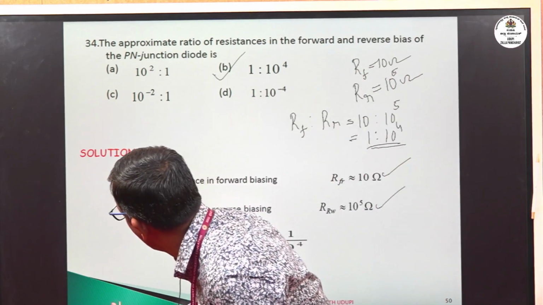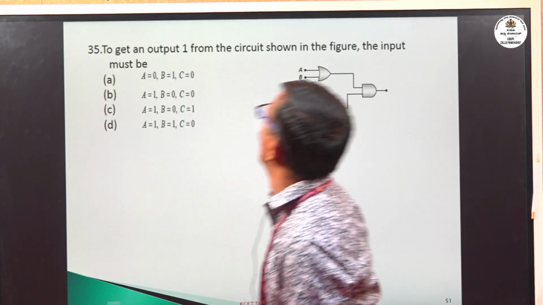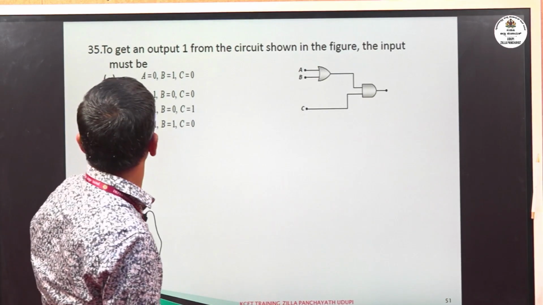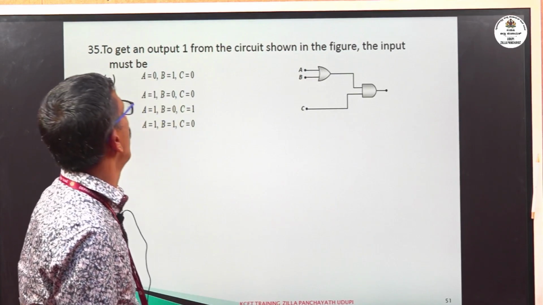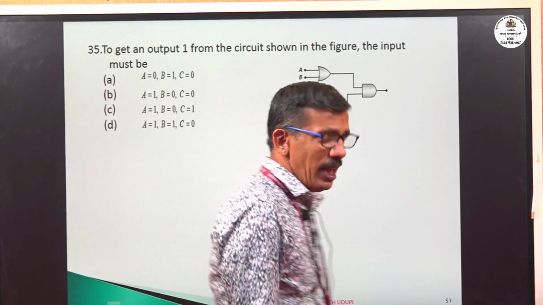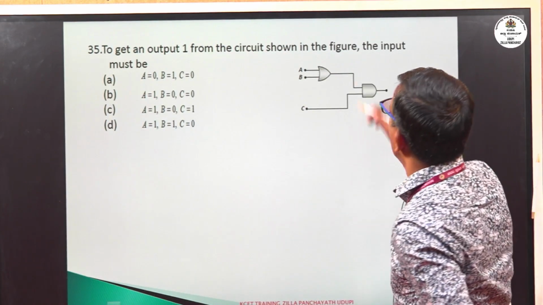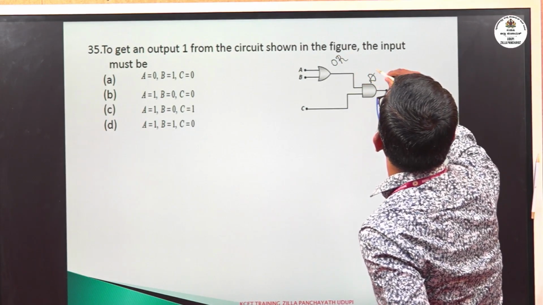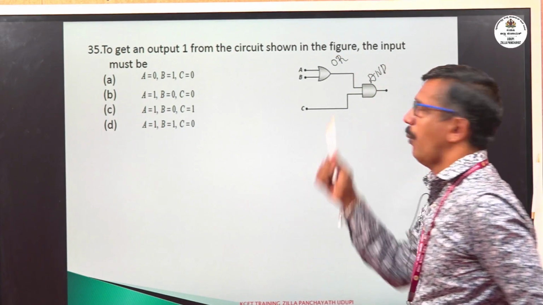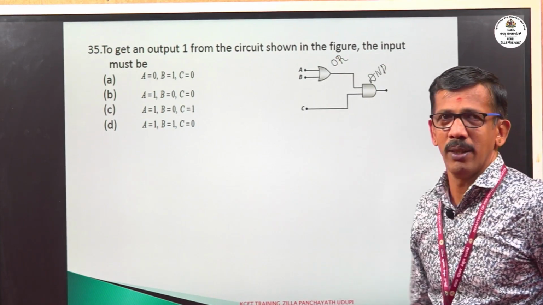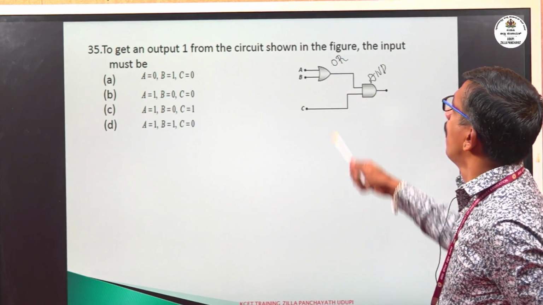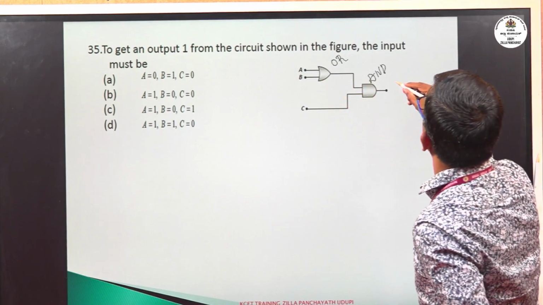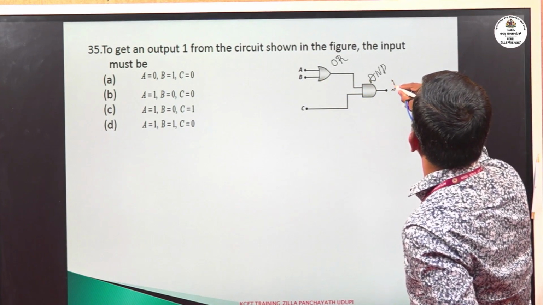Now we move on to question number 35, the last question. See, to get an output 1 from the circuit shown in the figure, the input must be... Just see the circuit carefully. It is an OR gate. It is an AND gate. Clear? See, the first one is an OR gate, the second one is an AND gate. They want the output of the circuit to be 1.